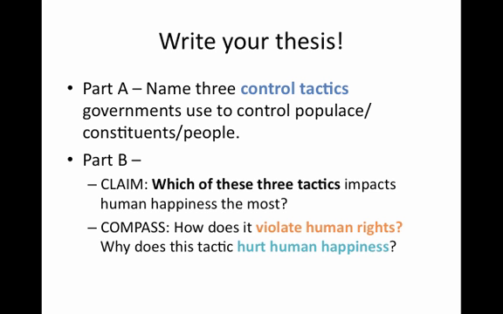So when you write your thesis, you want to do part A, where you just list the three control tactics, and then part B will have your claim and compass. Which of these three tactics impacts human happiness the most? That's your claim. And the compass is how does it violate human rights and why does it hurt human happiness? That's the why in your compass.